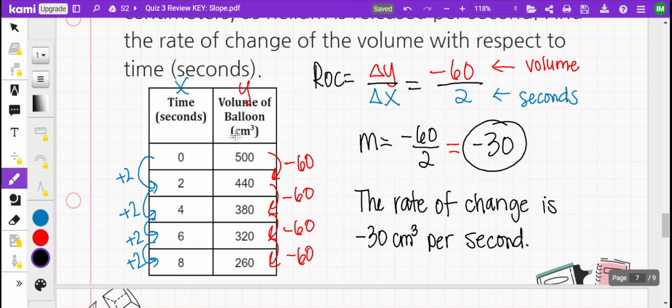Okay. If you would have said, oh, it's negative 60 centimeters cubed, you would have to tell me that it's for every 2 seconds. So if you didn't simplify, you would have to tell me, oh, it's dropping 60 centimeters cubed every 2 seconds. But for 1 second, it's dropping 30 centimeters cubed.